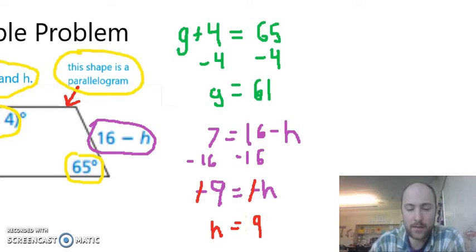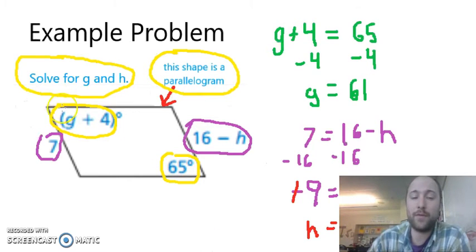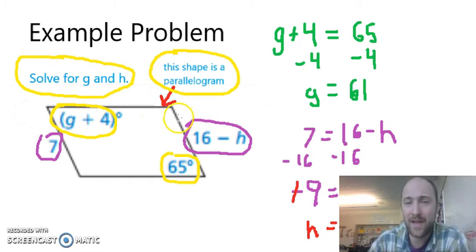So hopefully that made a lot of sense, right? We can use both Theorem 7.3 and 7.4 to say some pretty powerful things about what's congruent in a parallelogram in terms of angles and sides, and we can solve for unknowns.